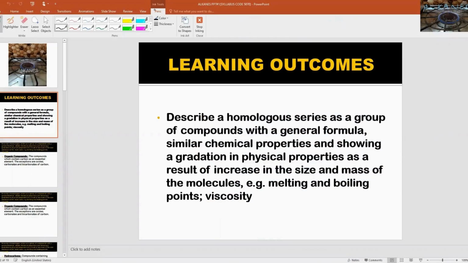The learning outcomes for this lesson would be: describe a homologous series as a group of compounds with a general formula, similar chemical properties, and showing a gradation in physical properties as a result of increase in the size and mass of the molecules. For example, melting and boiling points, viscosity.